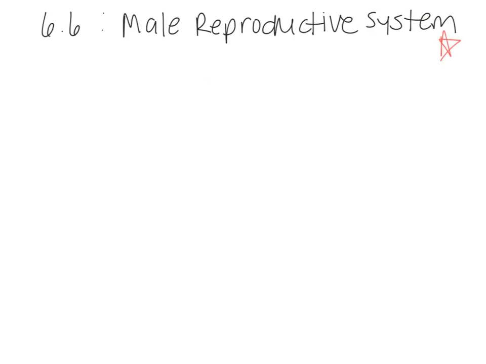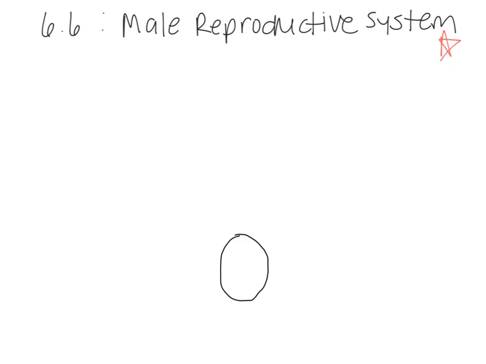Next up is a drawing of the male reproductive system. In general, I think it's easier to draw the male reproductive system from the side, although you're welcome to draw it from the side or from the front. Okay, I generally start with the testes. We're just going to draw one because we're drawing it from the side view.